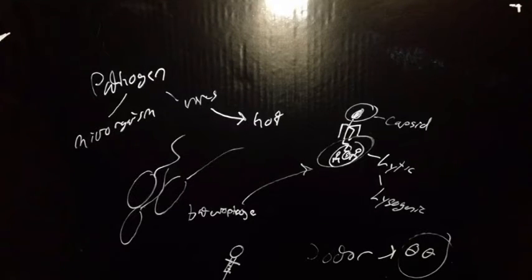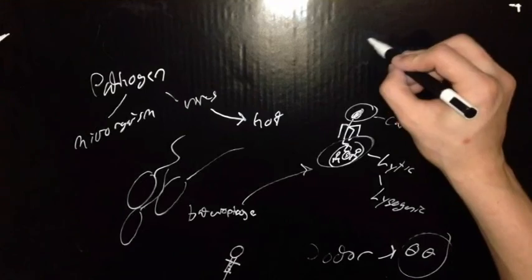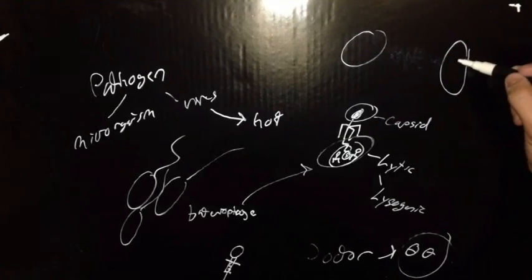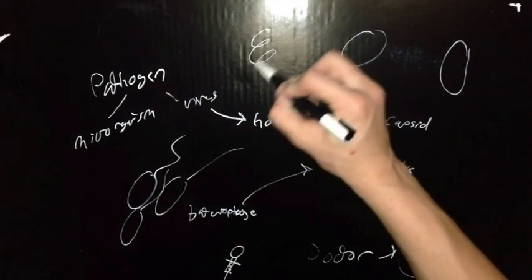Bacilli are a kind of bacterium that are rod-shaped. Cocci are bacteria that are spherical in shape. And finally, Spirilla are spiral-like bacteria.